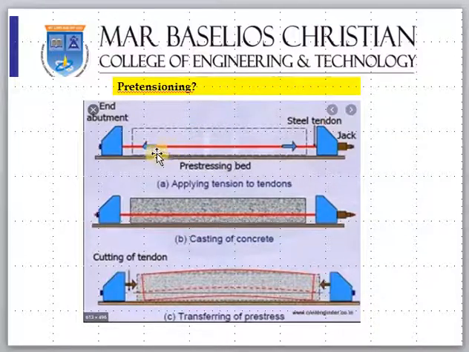You see, this is a beam actually. Initially, this red color is a steel. It is a high strength steel, not our normal steel of Fe415 and all.